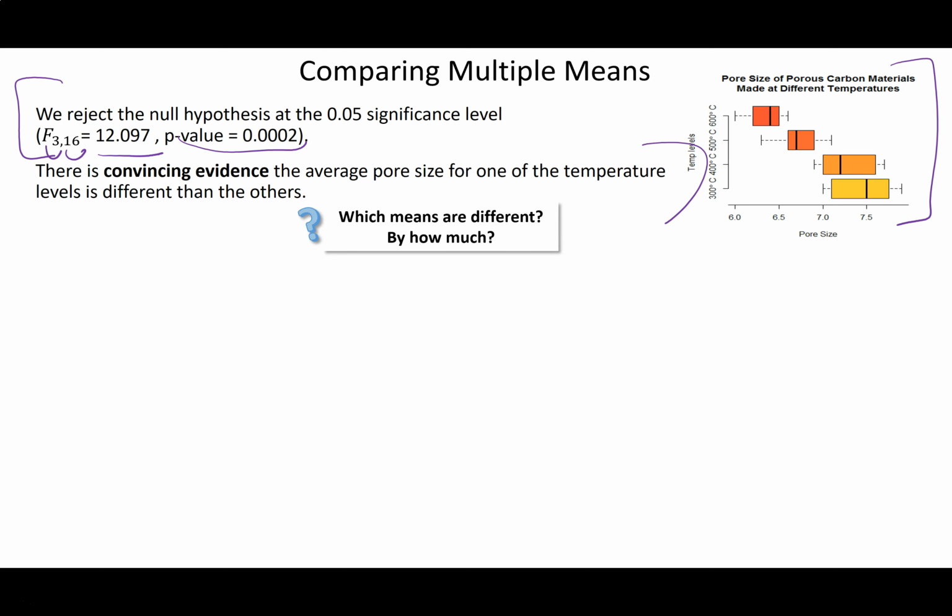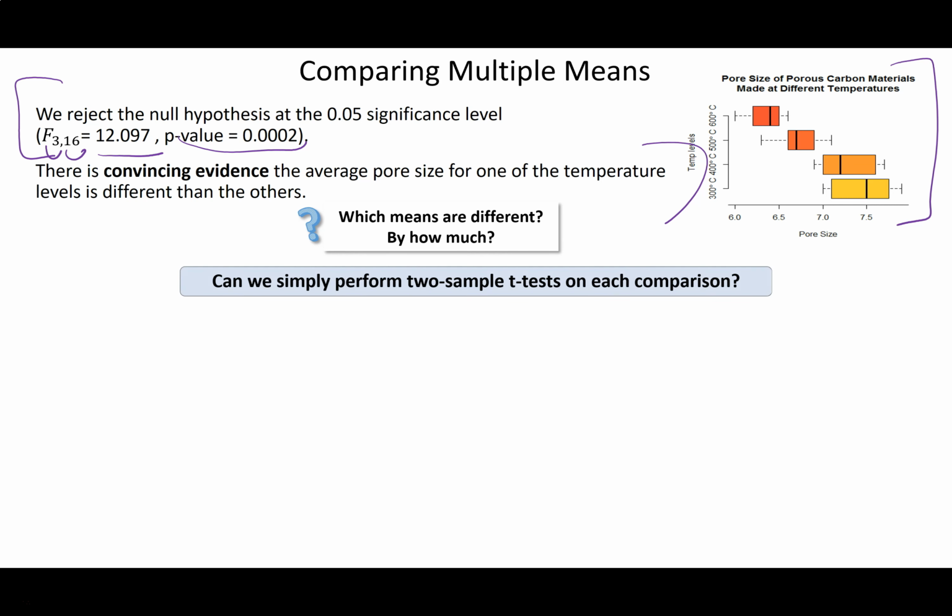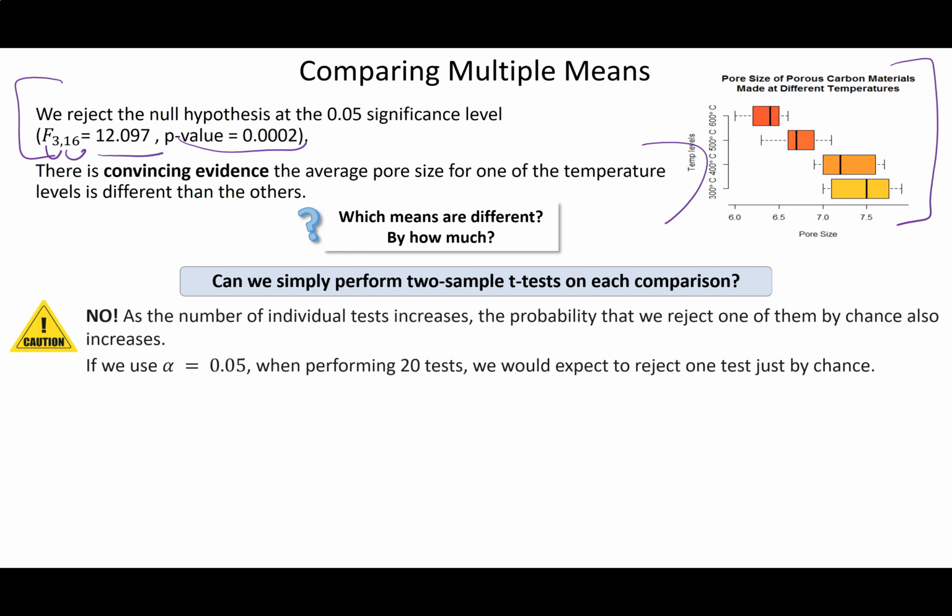So now the follow-up is, which means are different by how much? So we want to now investigate which ones are different. So can we just perform 2 sample t-tests? As is, it's a little sketchy, so no. Because the number of individual tests increases, the probability we reject one by chance also increases.